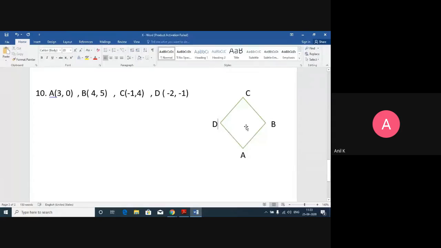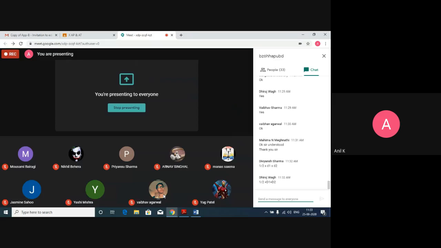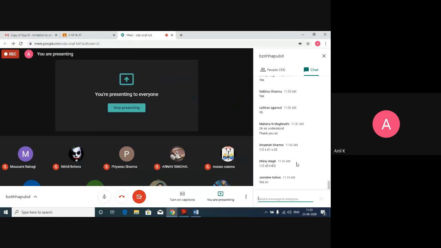So I can find BD, the length of BD, using the distance formula. Then I can find the distance of AC, that is d2, the second diagonal. So you have to apply the distance formula to find the BD distance and the AC distance. If I know BD and AC, then I can apply the rhombus formula of d1 into d2. Can you solve this? You just have to apply the distance formula, nothing else. Can you solve it as homework?